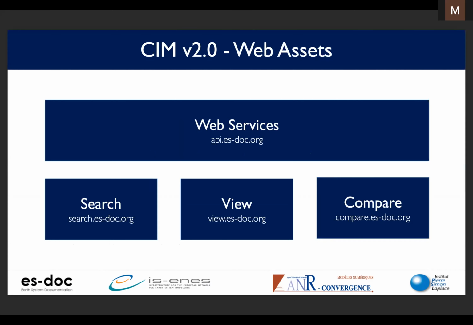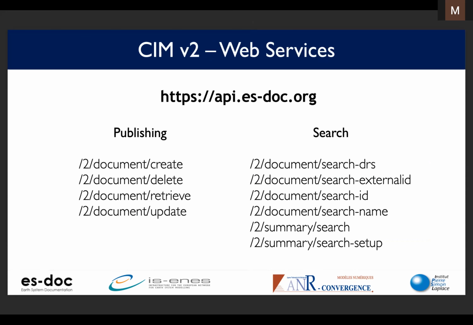In terms of the web assets built around SIMV2, we have a set of web services at api.esdoc.org. We have search, we have viewing of documents, and we have comparison of documents. Sadie's talked about all those before. We also have the Errata service. Here's the set of endpoints that the API exposes. On the publishing side: create, delete, retrieve, update, and on the search side, searching by DRS or identifier or by name. So this is the web API, and the web API itself is built on top of ESDoc.